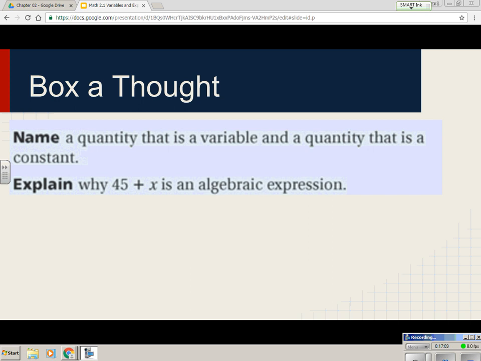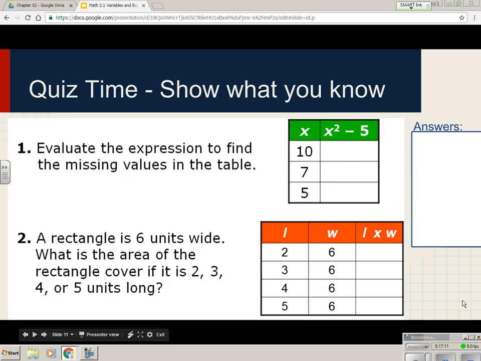All right, now that you got your box of thought done, let's go to the quiz. Your quiz shouldn't be too hard here. It's 2 questions. I give you the tables. You have to make the tables in your notes and fill in the answers. So for number 1, you're evaluating for this expression x squared minus 5. So just replace for that expression 3 times: 10 for x, 7 for x, and 5 for x.